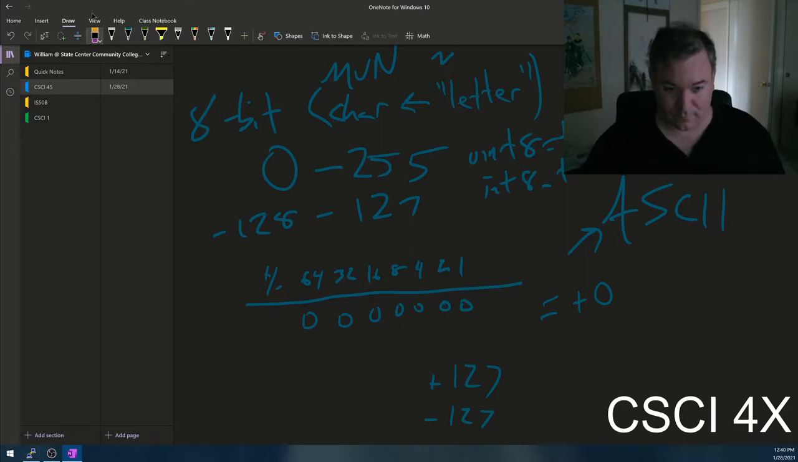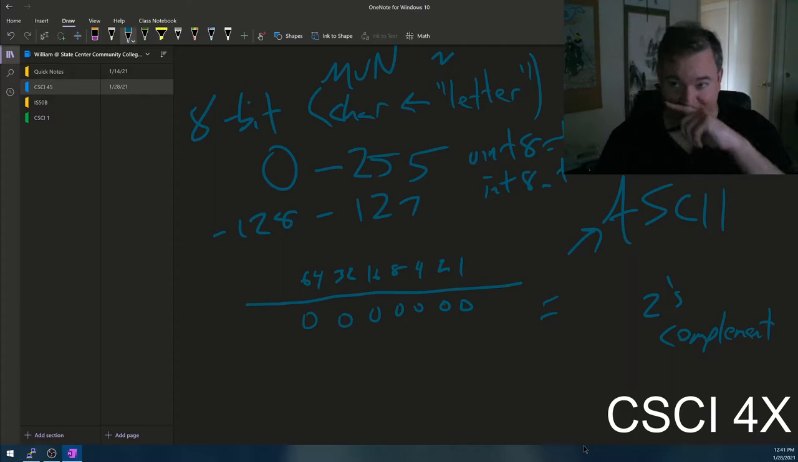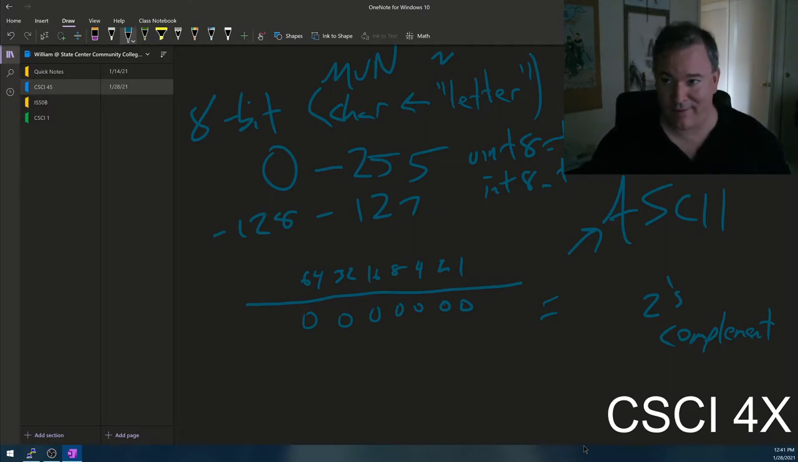Well, this, my students, is a very, very, very important learning point, okay? This is something you've got to know if you're a computer science major. It's part of the literacy of being a computer science major. This is something called two's complement, and it's basically how everybody does signed integers. Okay, so the highest bit is not a sign bit. The highest bit is negative 128. Okay?